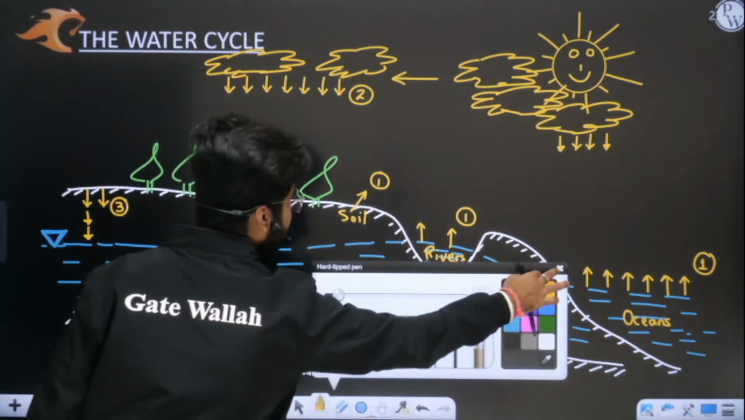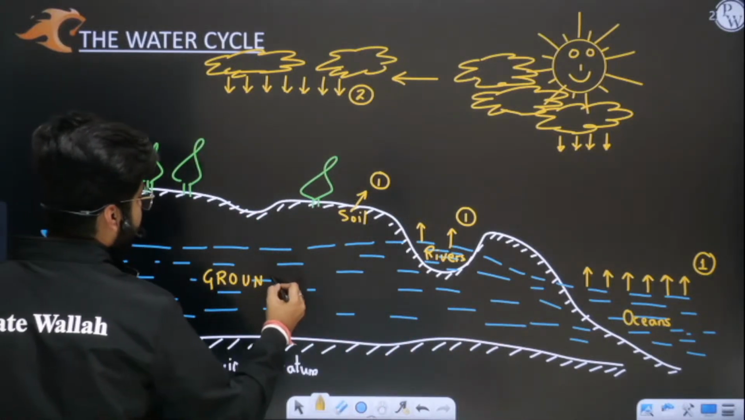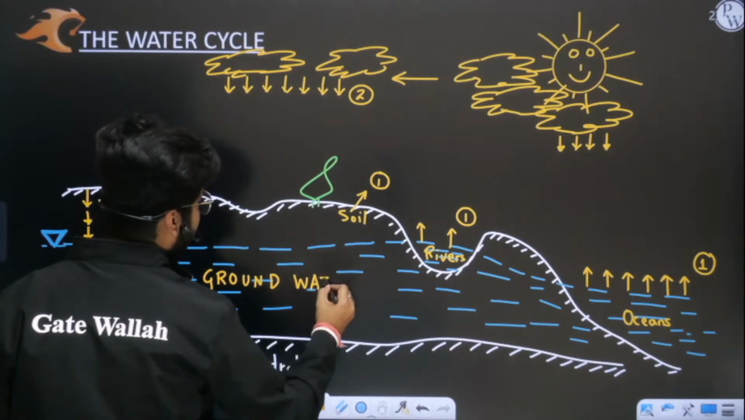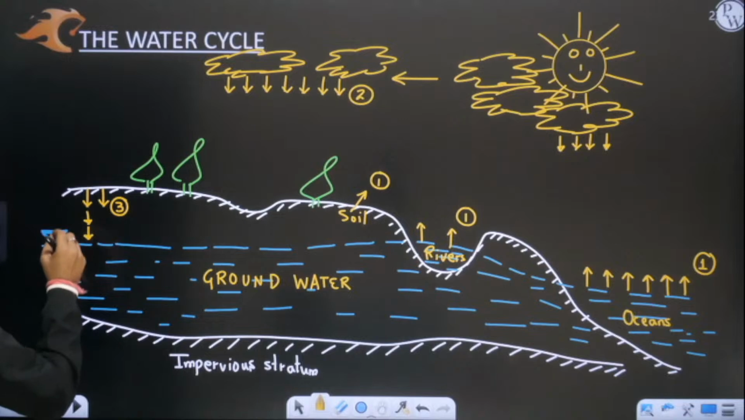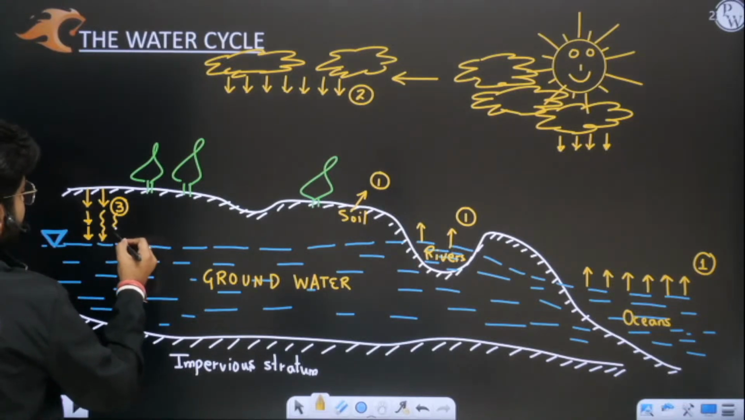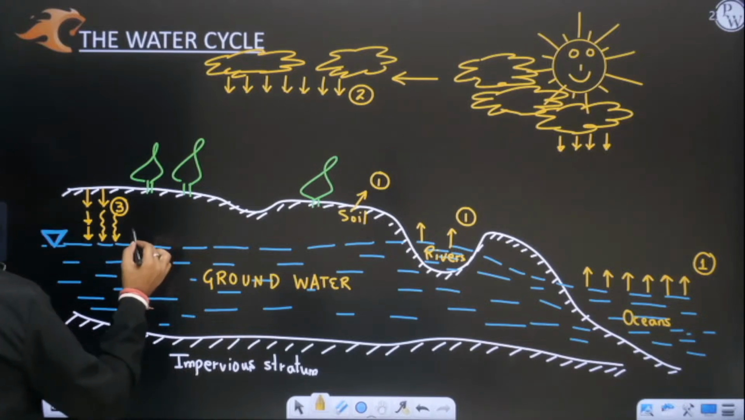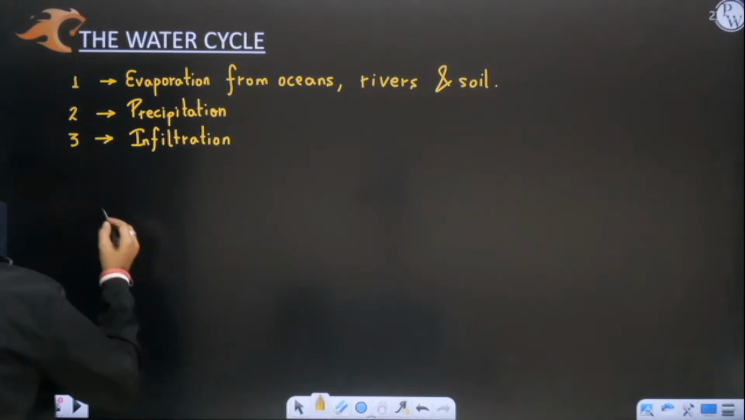Let me write here. I was telling you that if water moves down layer by layer into the soil, that is percolation. That is number 4. Number 4 is percolation.